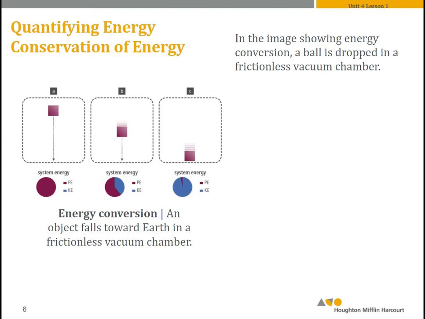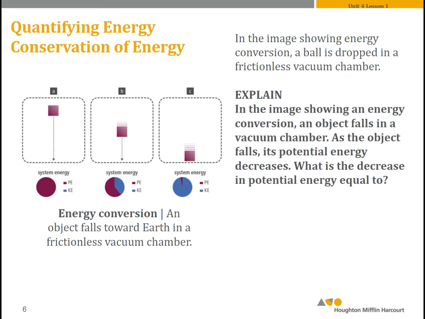So here we have this ball. It starts out with a certain amount of potential energy, and then it's released. It accelerates toward the bottom of the chamber at 9.8 meters per second squared. As it falls, you can see that potential energy gradually changes to kinetic energy. And then right before it hits the ground, it has almost all kinetic energy.